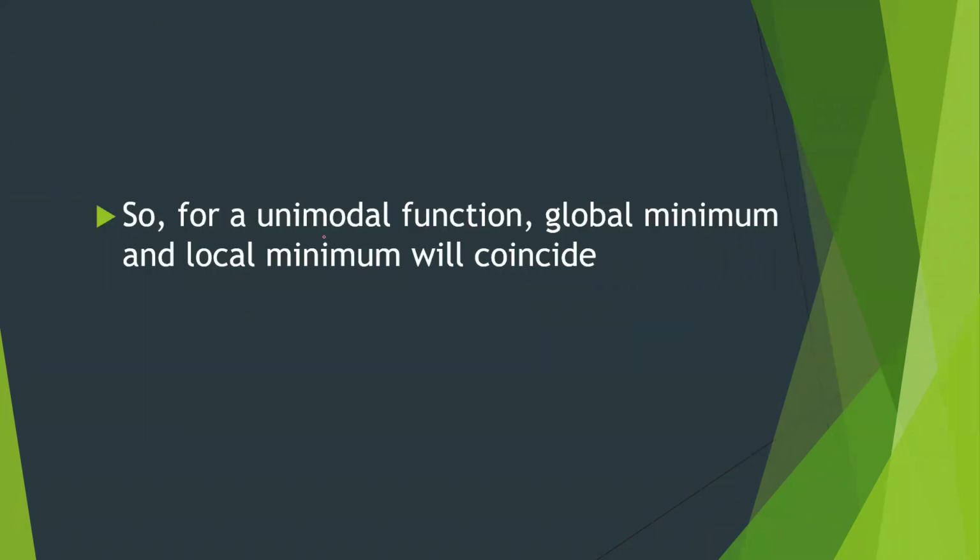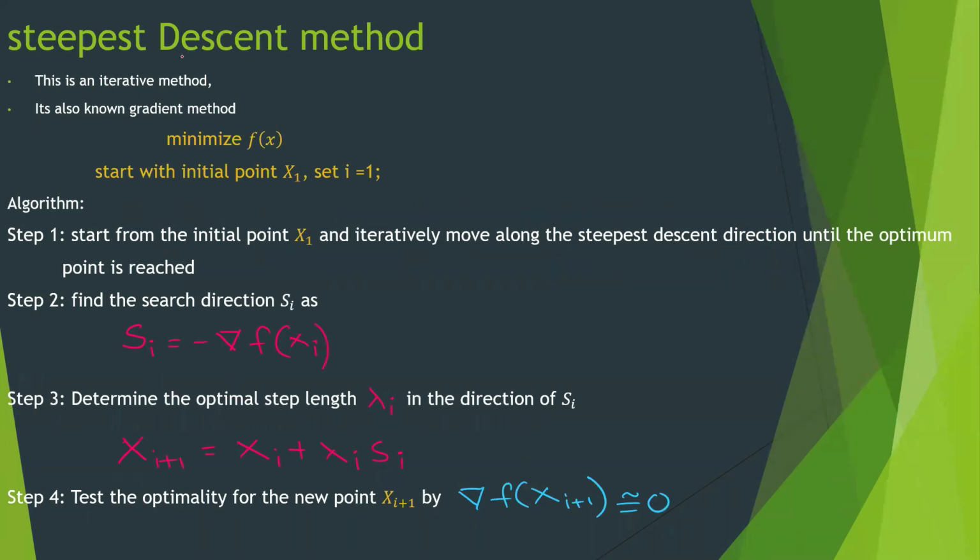So now let us see the algorithm of the steepest descent method. As I said, this is known as an iterative method, and we can call it a gradient method as well. Suppose we have a minimization problem, we have to minimize some function of x. For that, we have to start with an initial point, let's say x1. So first of all, step one is you have to start with the initial point x1 and iteratively move along the steepest descent direction until we get the optimal point.